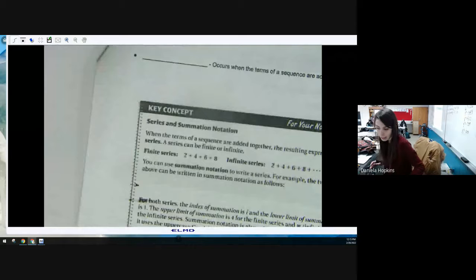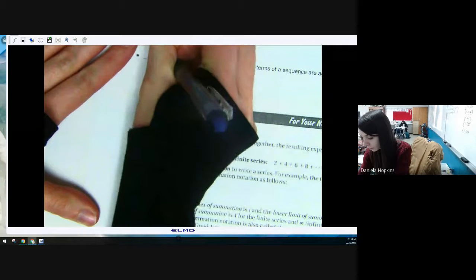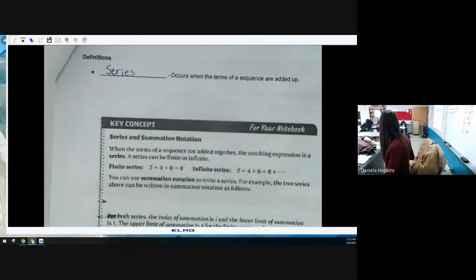So today, let's talk about our next definition, and these are called series. A series occurs when the terms of a sequence are added up. So now instead of having commas, you'll have addition or subtraction in between the terms, depending on if they're negative or positive numbers. So there is some cool notation that you probably have not seen before.